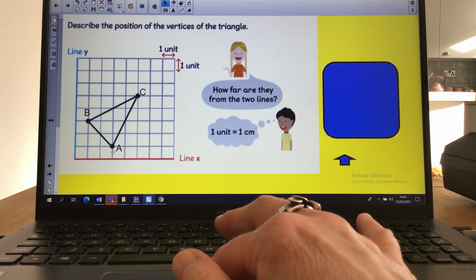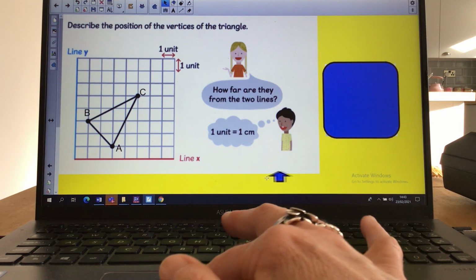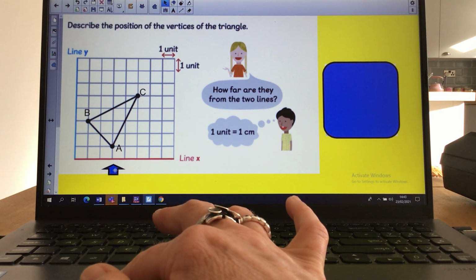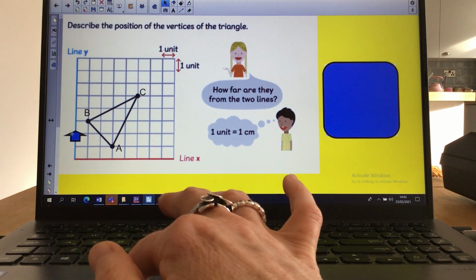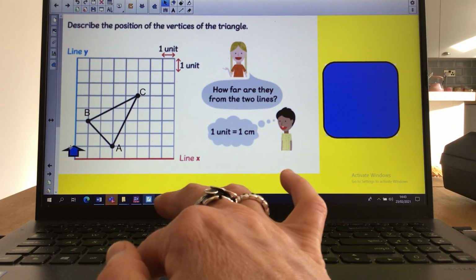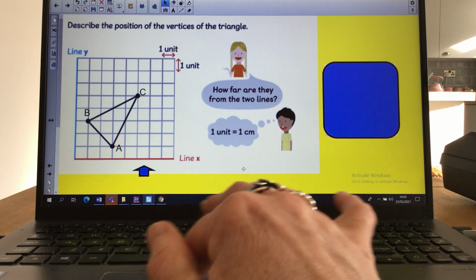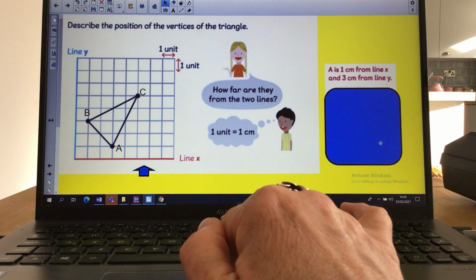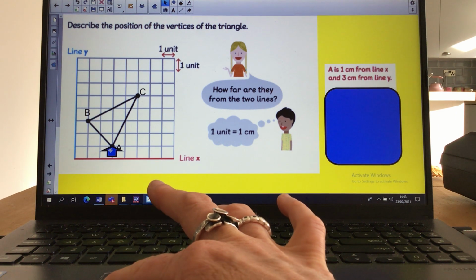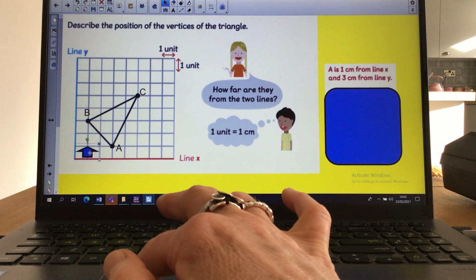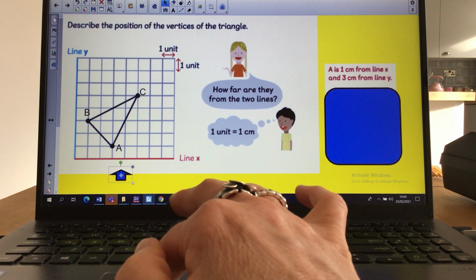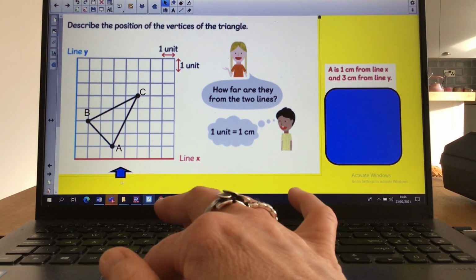So if you look at A, how far is A from this line at the bottom, the red line, which is called line X? And how far is A from the Y line here, which is a blue line? Okay, how far is each of these? Let's have a little look at our answers. So A is 1 centimetre from line X and 3 centimetres from line Y. 1, 2, 3. Yeah. Then we can think about B.